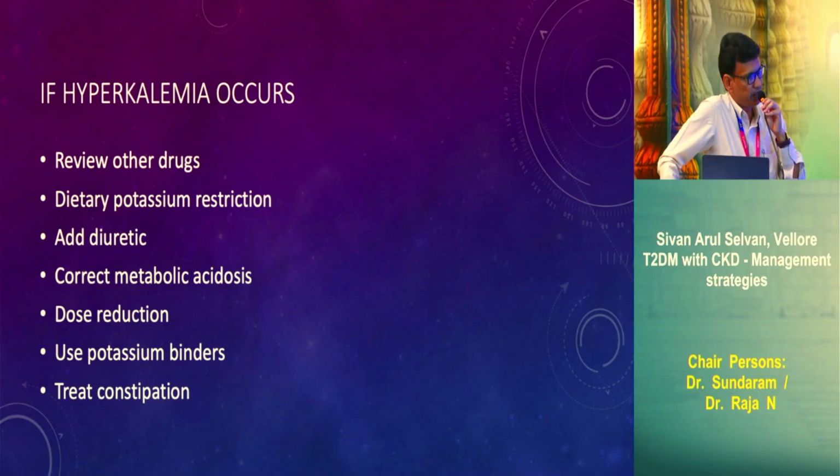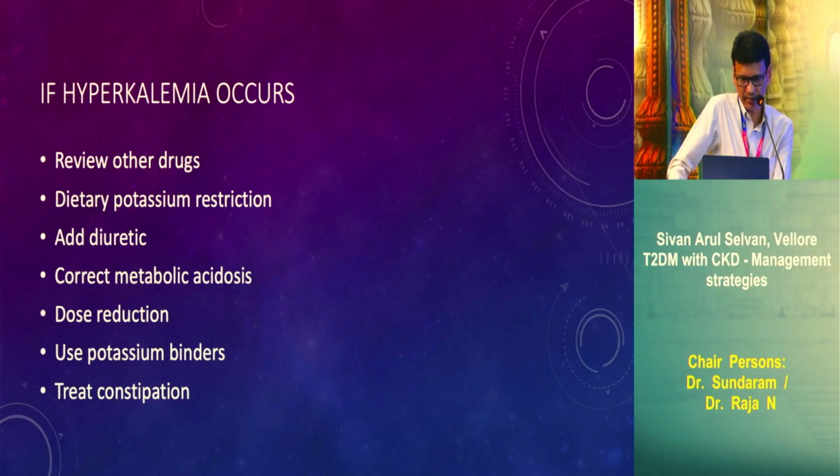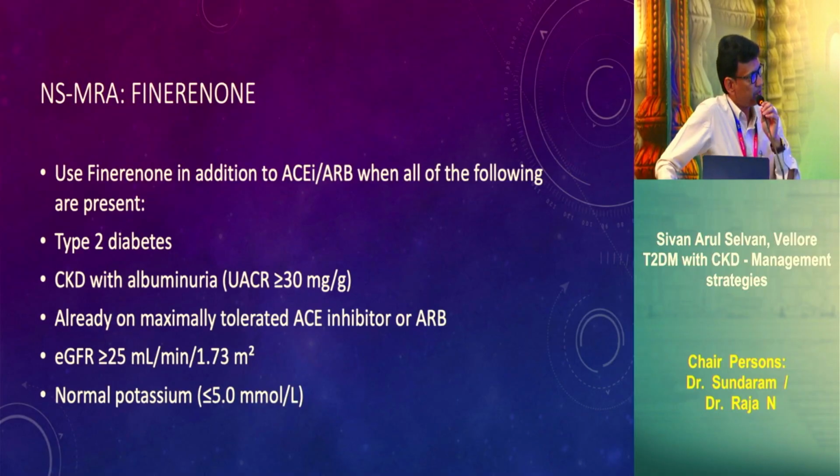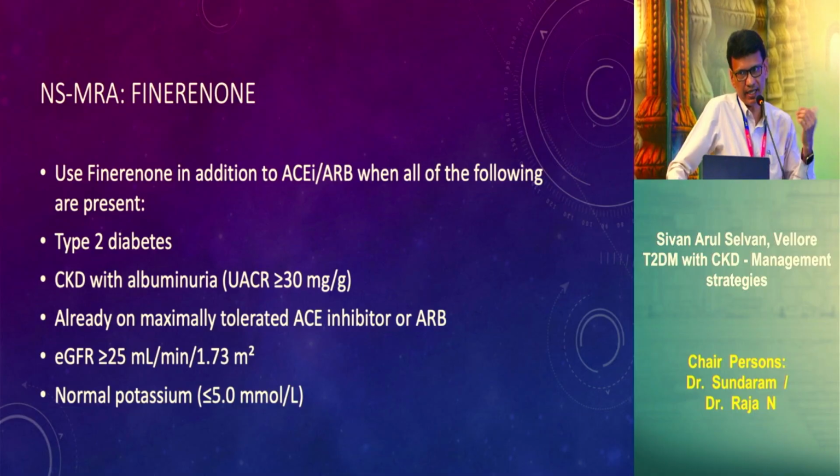Or use potassium binders maybe once or twice a week. And also treating constipation can help, because in CKD stage 4 and stage 5, the colon excretes some amount of potassium. So try all these measures before you stop the medication. Because we get so excited about SGLT inhibitors, we forget about the ACE inhibitors and ARBs. And if the patient has continued proteinuria, you can add on this drug.